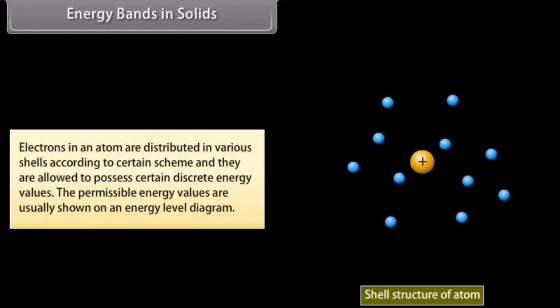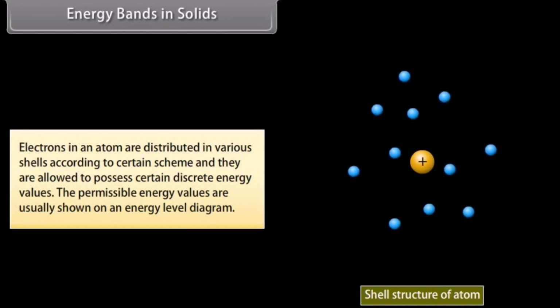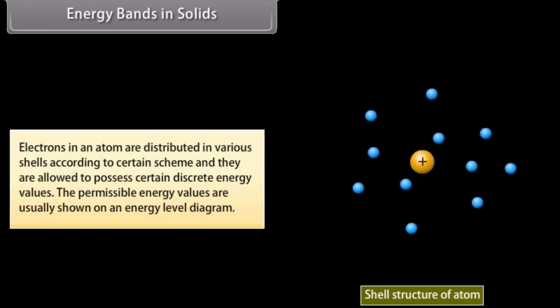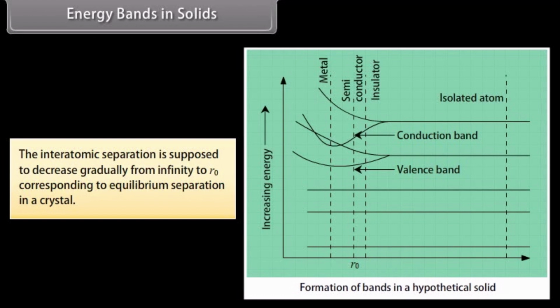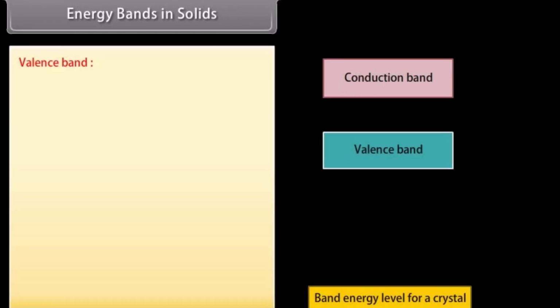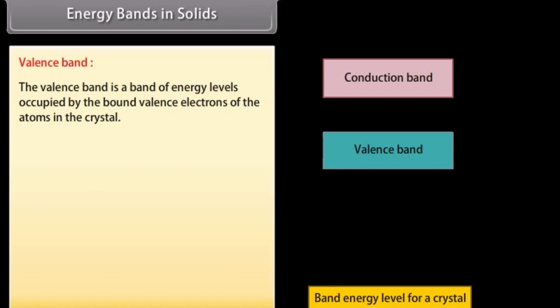We consider the formation of bands for the energy level normally occupied by the valence electrons and the next level above it. The interatomic separation is supposed to decrease gradually from infinity to R not, corresponding to the equilibrium separation in a crystal. Valence band. The valence band is a band of energy levels occupied by the bond valence electrons of the atoms in the crystal.